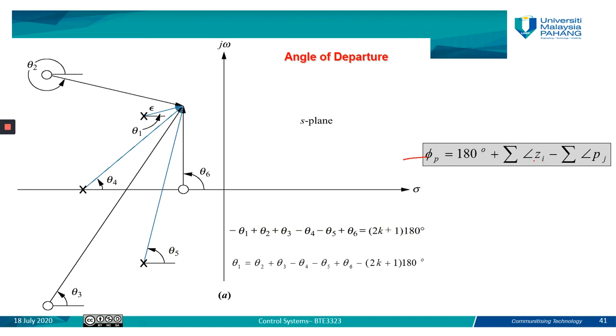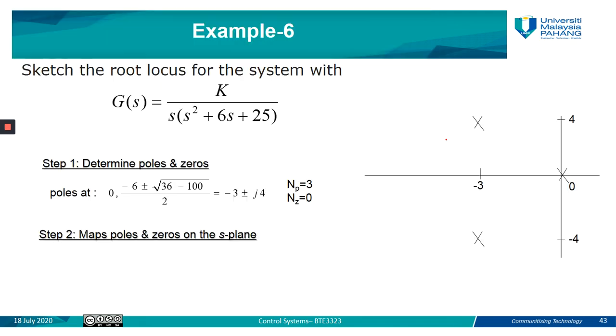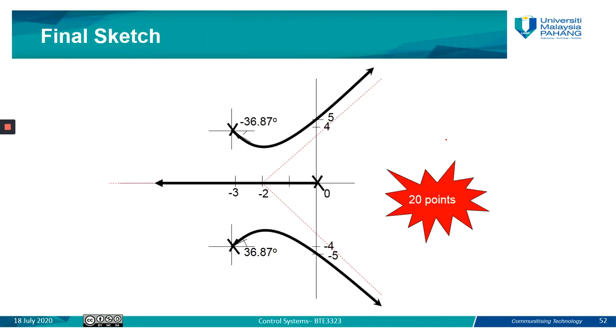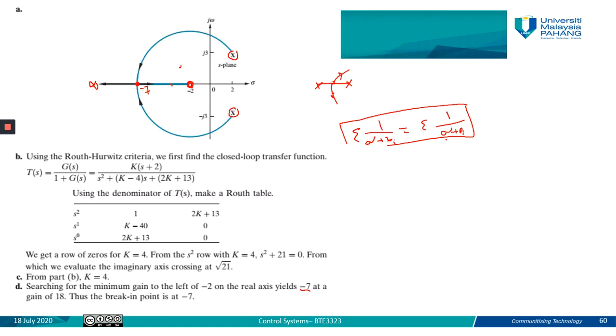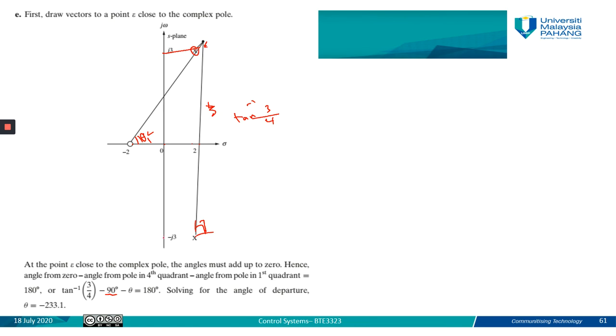In our example, we have only one zero, which is at -2. Its angle is theta 1, tan inverse 3 over 4. We can find the angle of pole; we have only one other pole, whose angle is 90, and we have 180 here. So we can find the value of the angle of departure according to this formula. The angle of departure is -233.1.